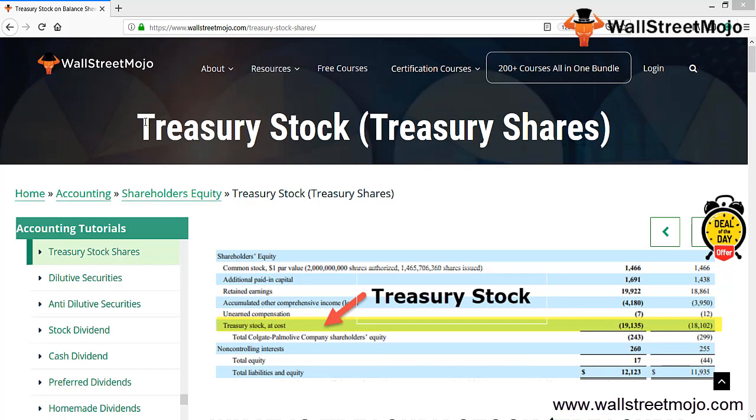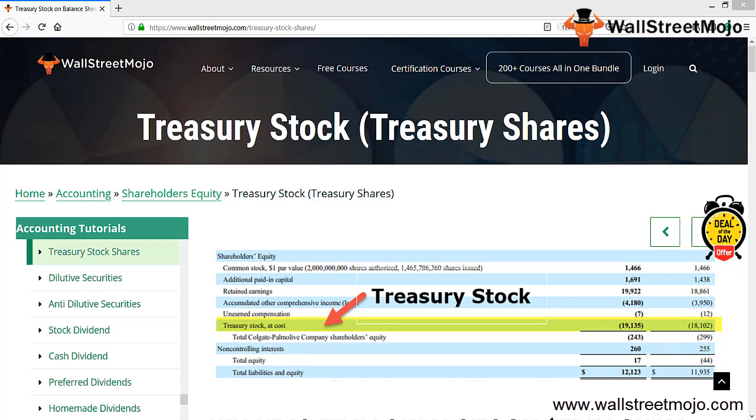Friends, today we have a topic to learn, which is treasury stock, that is, treasury shares. Well, let's get started on this particular topic. As you can see, there's an extract over here from the balance sheet, from the shareholders' equity, and we have a couple of details on the paid-in capital, retained earnings, accumulated other comprehensive income, and we also have something called treasury stock at cost. So, what exactly is this?